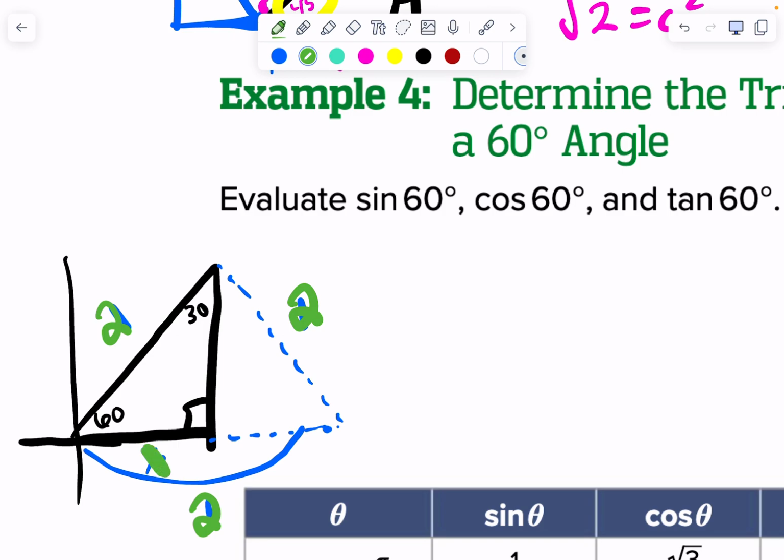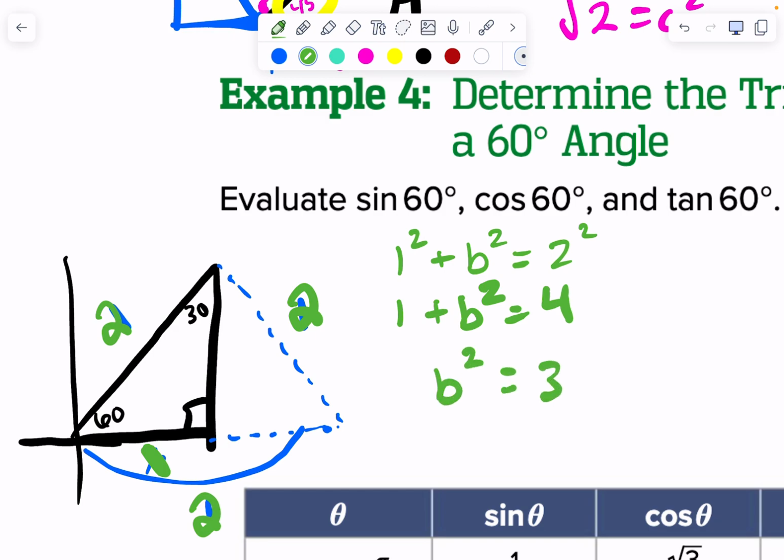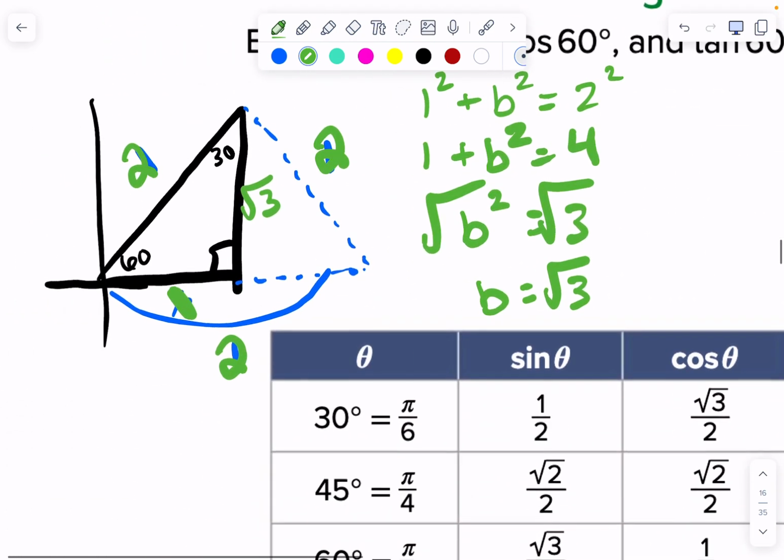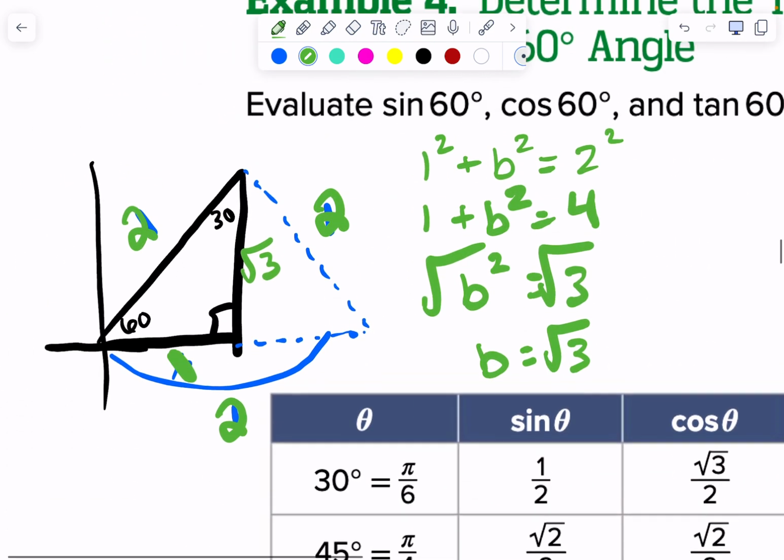Got it? So 1, 2, and then if I do the Pythagorean theorem, 1 squared plus this side, my side B, equals 2 squared, right? C would be my side 2. So 1 plus B squared equals 4. If I subtract the 1, B would be the square root of 3. Do you guys remember 1, 1, square root of 2 for a 45, 45, 90? And 1, 2, square root of 3 for a 30, 60, 90, right? Okay, so that's how we get that.